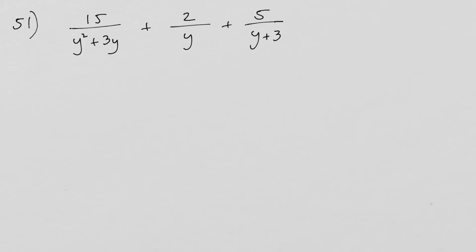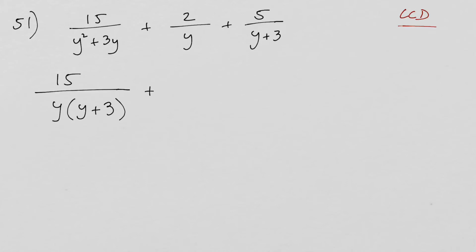Before I can figure out what the LCD is, I need to factor. So let's factor the denominator of the first one. I'm going to have 15 over y times y plus 3. This second one, I have 2 over y. And the third one, I have 5 over y plus 3. So the different factors involved in the denominator are a y and a y plus 3. That's it. So that's my LCD.